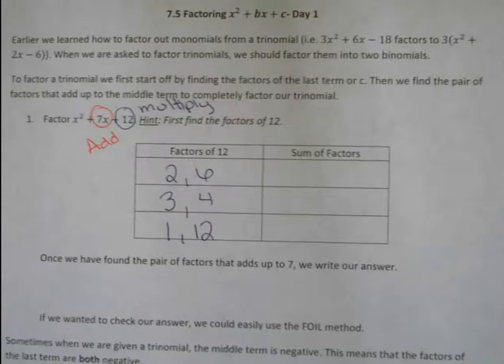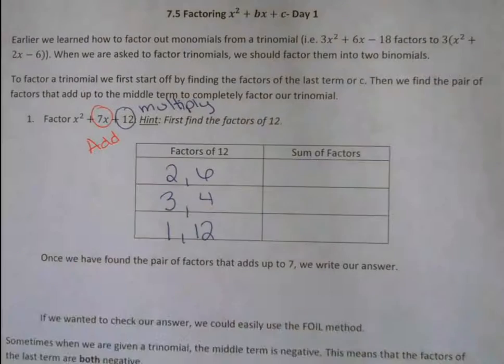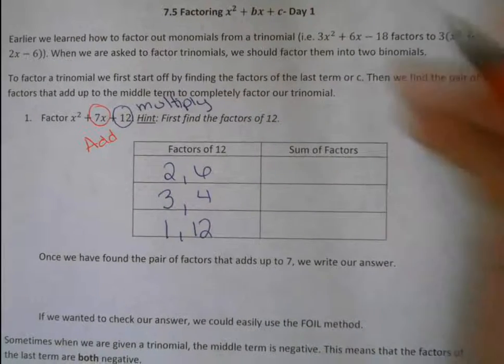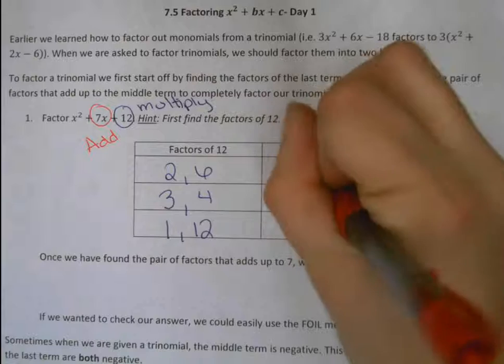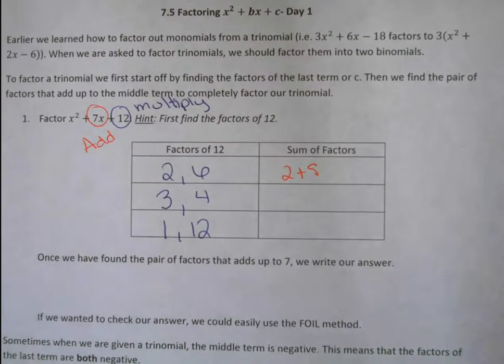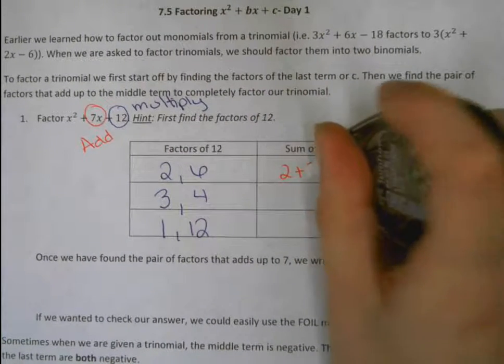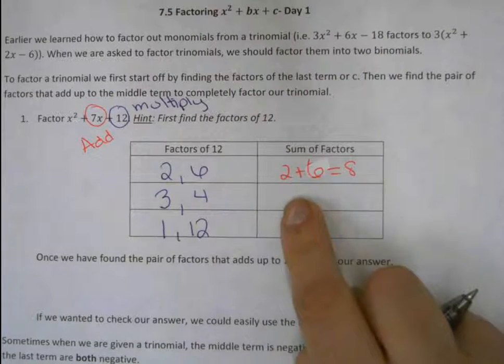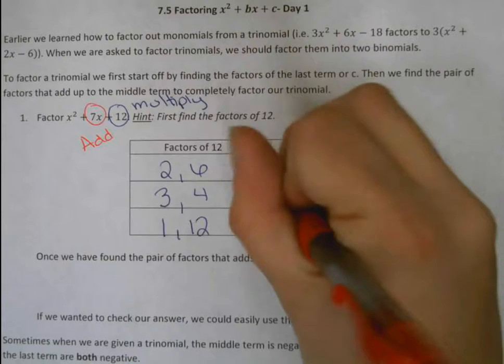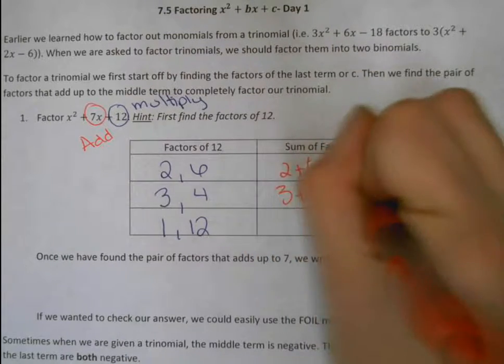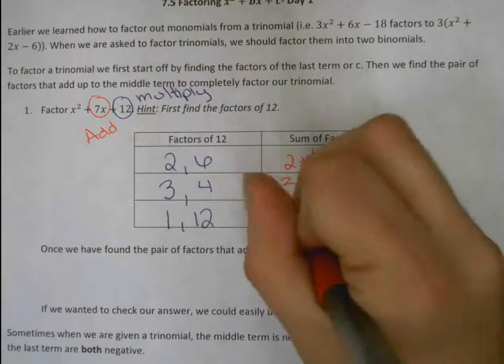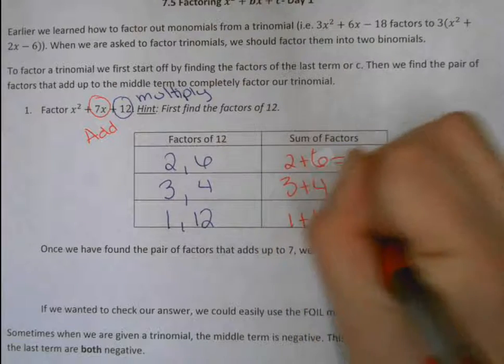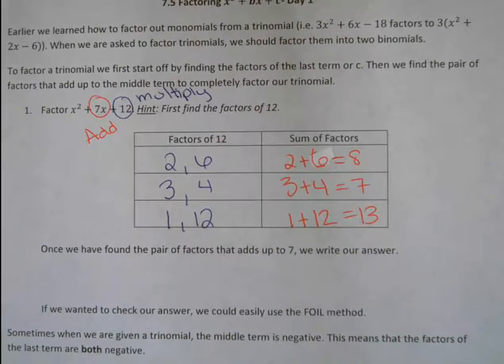So when I add 2 and 6, it gives me 8. 3 and 4 add to 7. And 1 and 12 add to 13. Okay. So, which of those is my middle number?